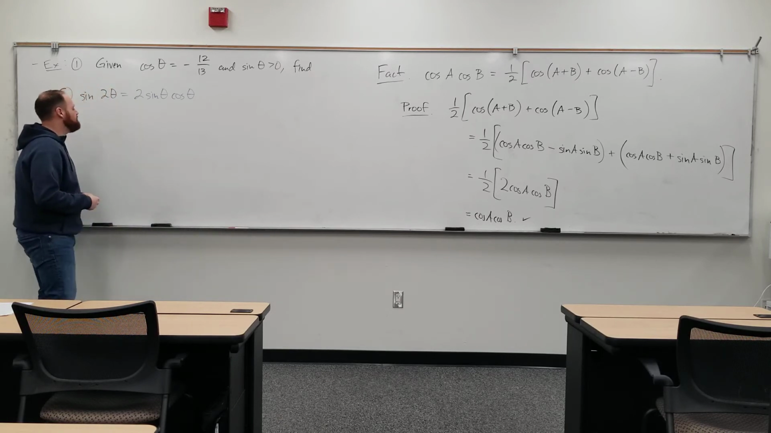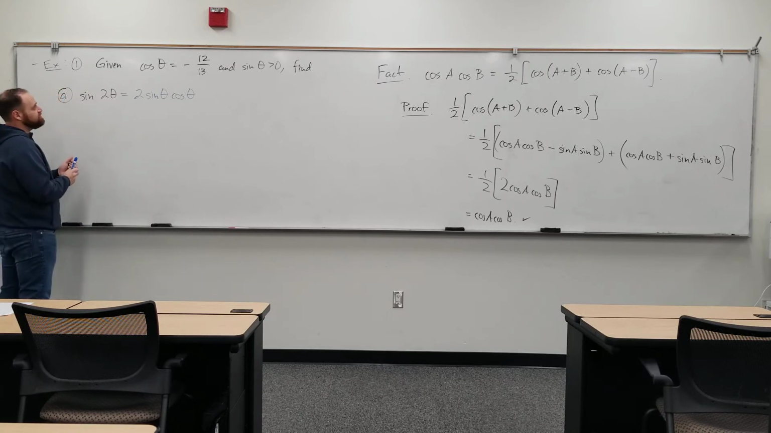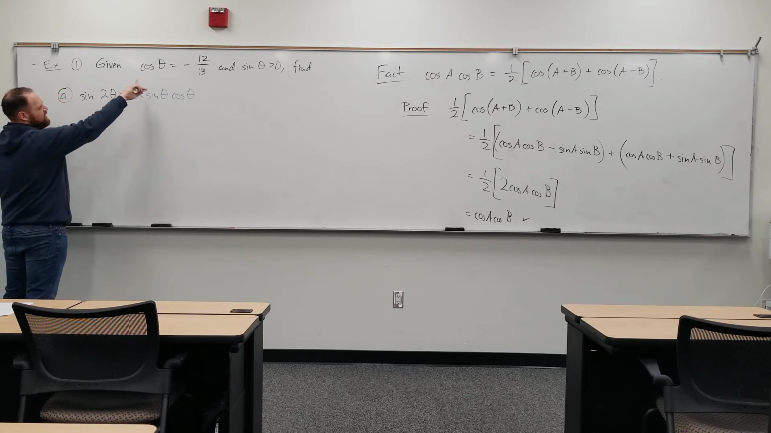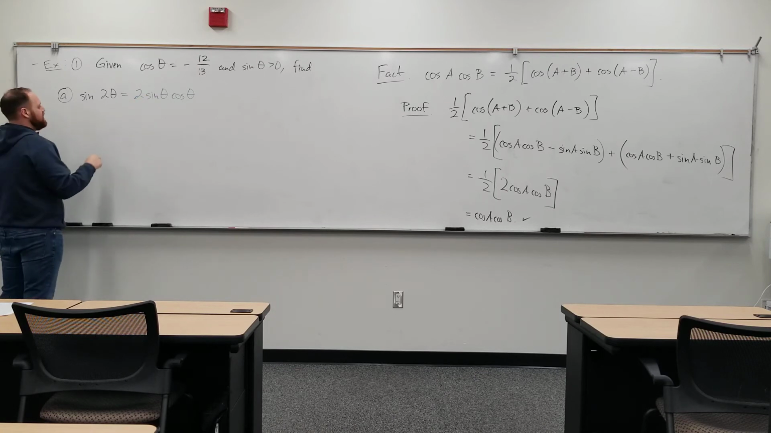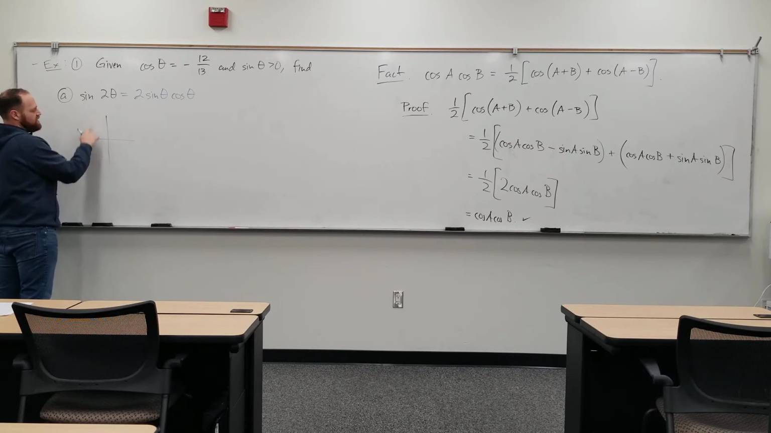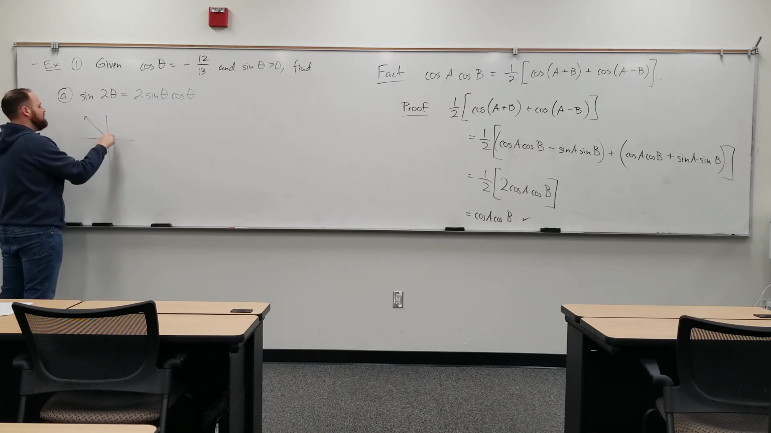Let's figure it out. So sine theta, if cosine theta is negative and sine theta is positive, then if cosine theta is negative, we're either in quadrant 2 or quadrant 3, right? That's where x is negative. If sine theta is positive, that means we must be in quadrant 2 then, right? So there's theta.